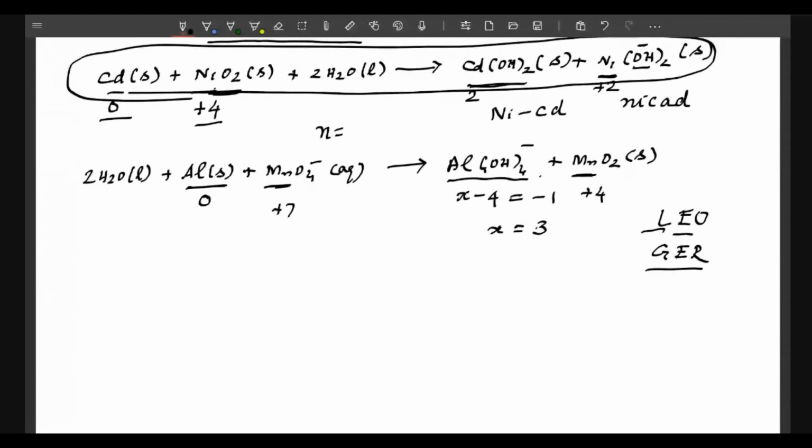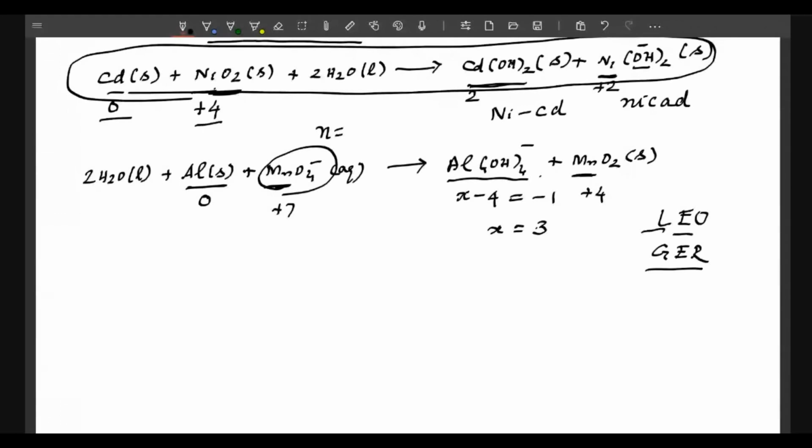LEO the lion says GER, we will say. Leo, oxidation, reduction, you can easily say this. Therefore, because it is producing electrons, aluminum is called a reducing agent. Which one produces the electron is called the reducing agent. Which one is accepting the electron? Here, permanganate is the accepting agent. Therefore, permanganate is called the oxidizing agent, the oxidant. Aluminum is called the reducing agent.